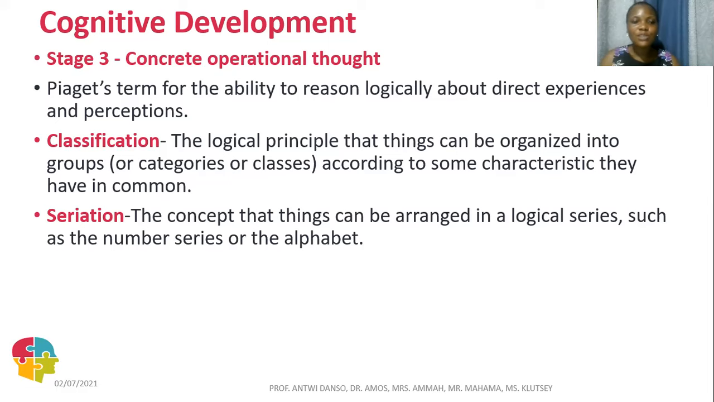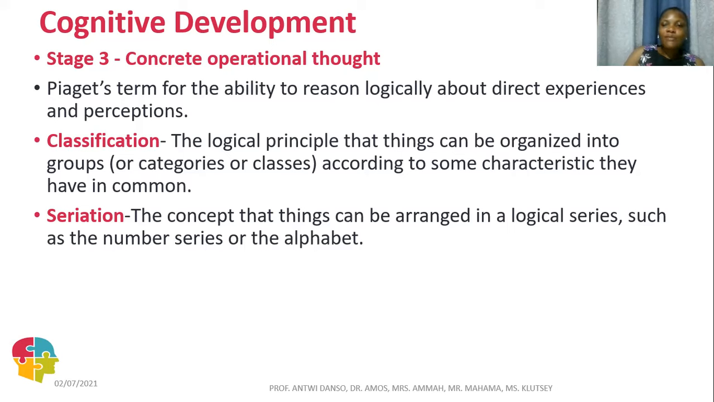So by this age, children should be able to do what? Classification. So you give them objects to sort into what? Categories. You can give them shapes. Sort all the triangles out. Sort all the squares out. Sort all the rectangles out. They can sort by what? Color, by size, by height, by weight, etc.